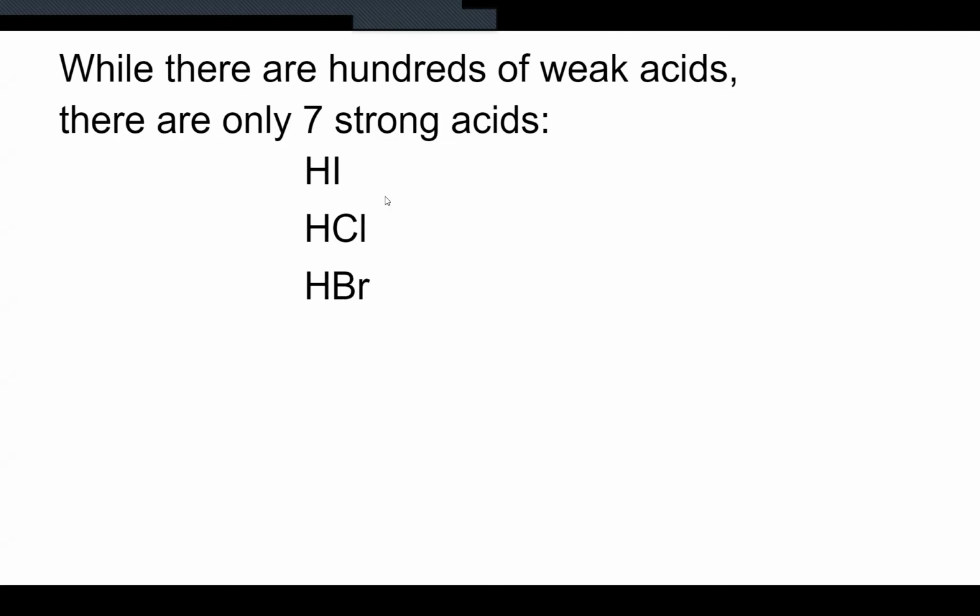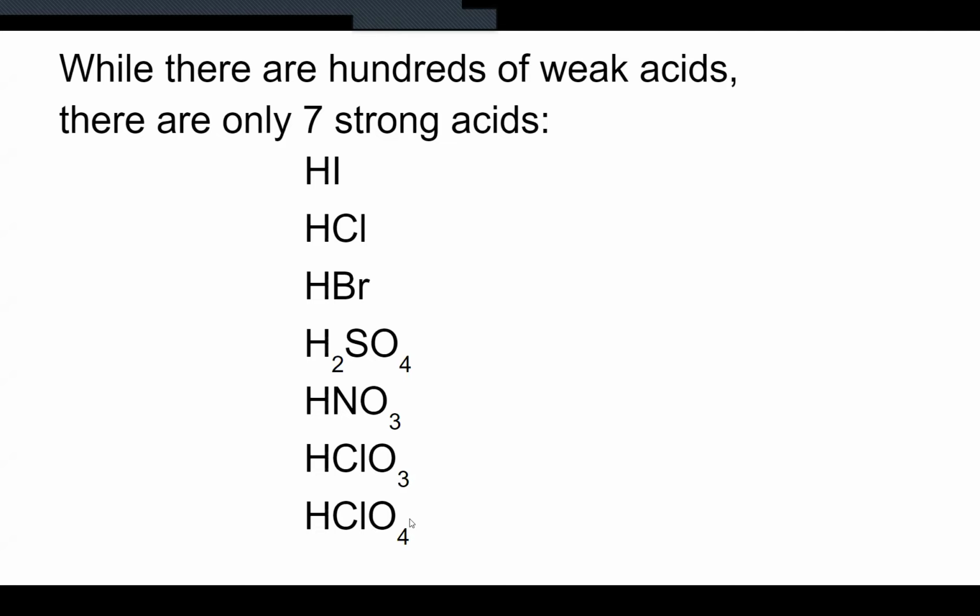Hydroiodic acid, hydrochloric acid, hydrobromic acid, sulfuric acid, nitric acid, chloric acid, and perchloric acid. Arranged in this way and just focusing on the negative ions, not the hydrogen ions. A student of mine in the past came up with this mnemonic: I, Cl, Br, SO4, NO3, ClO3, ClO4. It's just a way to remember the 7 strong acids.